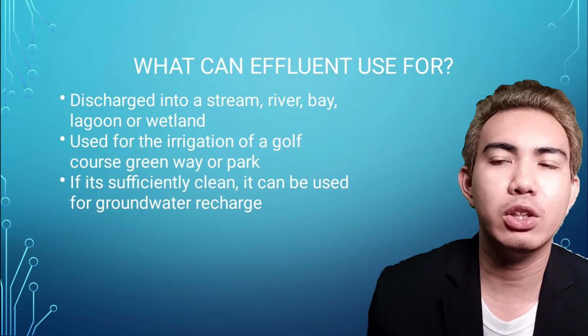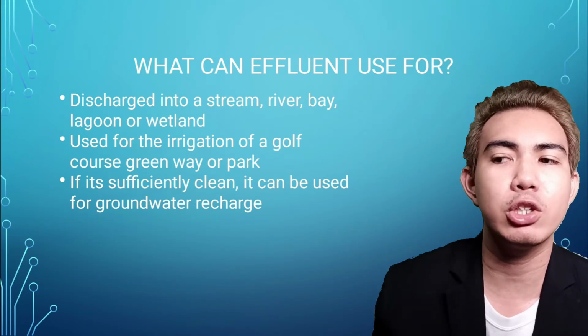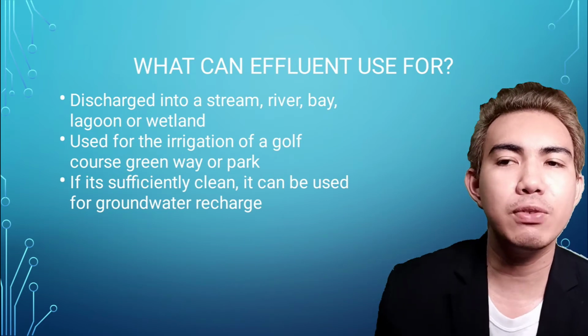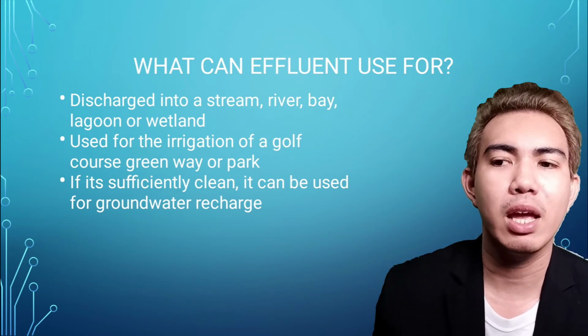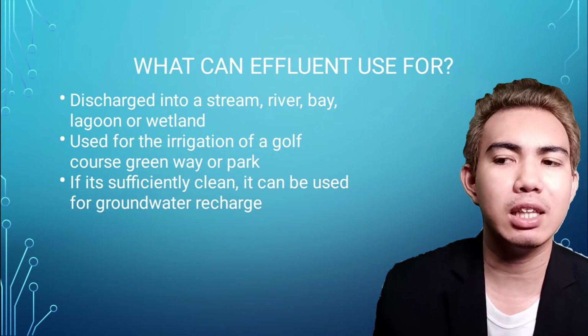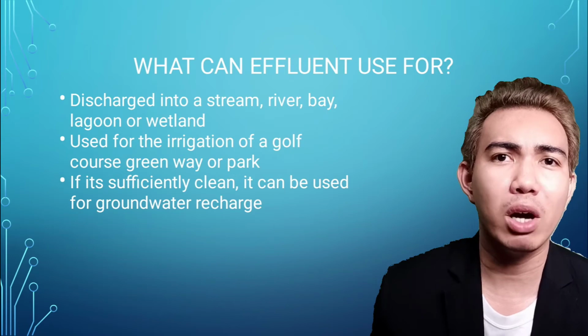What can effluent be used for? Discharge into a stream, river, bay, lagoon, or wetland. Used for irrigation of golf courses, greenways, or parks. If it's sufficiently clean, it can be used for groundwater recharge. Clear effluent from the clarifiers is called secondary effluent.